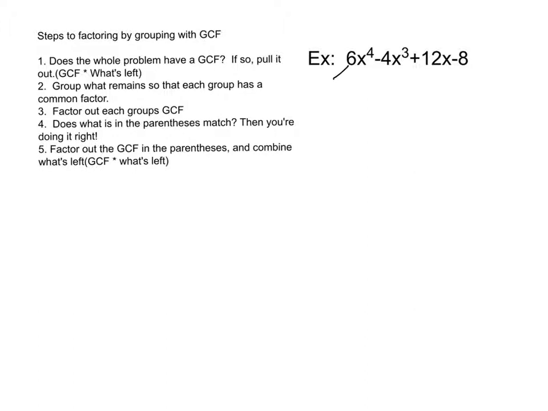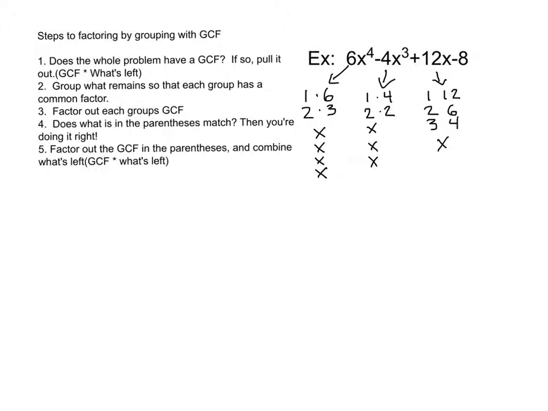So for 6x to the 4th, our factors are 1 times 6, 2 times 3, and we have 1, 2, 3, 4 x's. The factors of negative 4 are 1 and 4, 2 and 2, and we have 1, 2, 3 x's. The factors of 12 are 1 and 12, 2 and 6, 3 and 4, and we have a single x. And our factors of 8 are 1 and 8, 2 and 4.